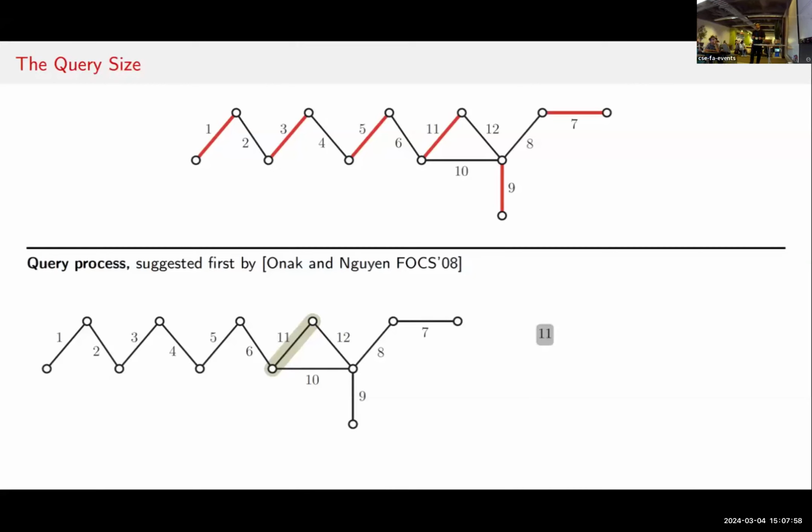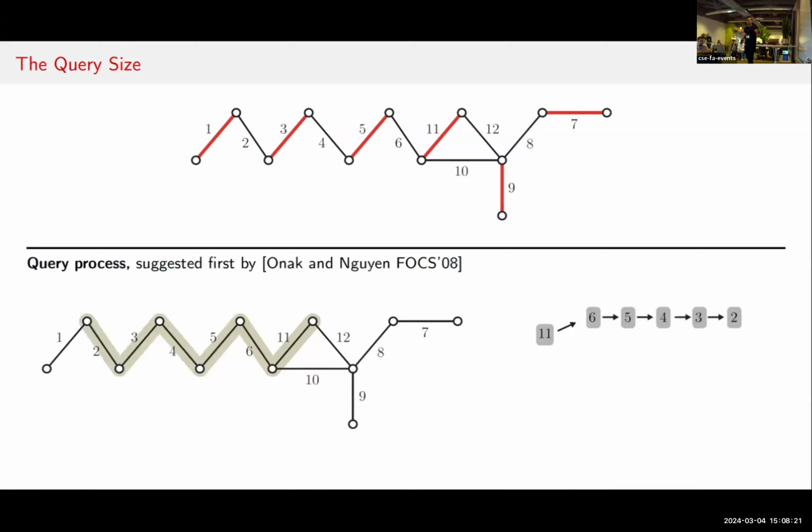So for example, if we want to tell if edge 11 is part of the matching, we recursively query one of its edges, one of its incident edges. And between them, naturally, we want to find the incident edge that's part of the matching as fast as possible. So we'd like to query the ones with a smaller rank first. So we first query edge 6. 6 recursively queries 5, then 4, then 3, 2, 1.